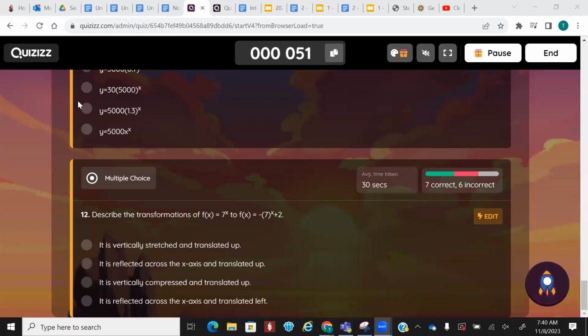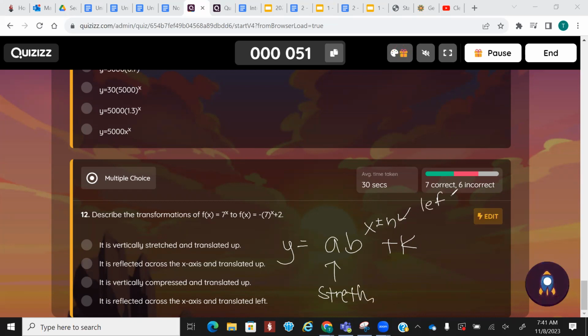Have this kind of memorized in your head. So, for instance, if I have something like this, okay, this is going to be my stretch or shrink. This is going to move me left or right. This is going to move up or down.